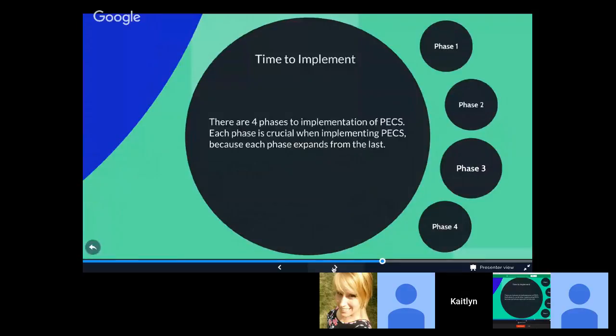I'm going to move on to Elena, and she's going to discuss the procedure and conclude the presentation. Thanks, Morgan. So it's time to implement.